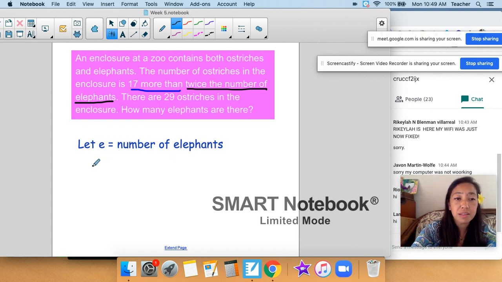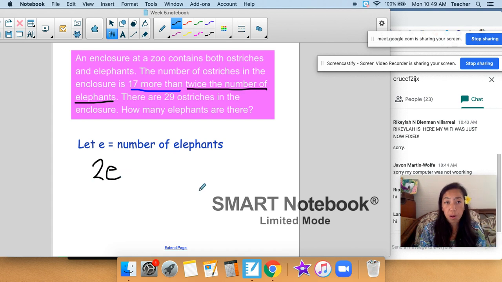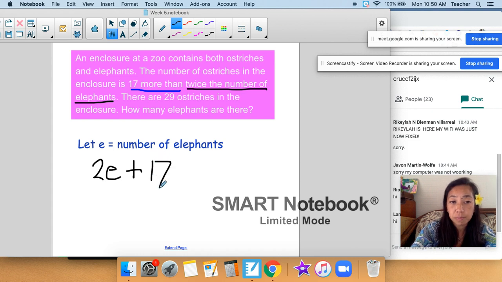Twice the number of elephants is going to be 2E, since E is equal to the number of elephants, so twice that is 2 times E. And then we look again: 17 more than that. More than means plus. So it becomes 2E plus 17.